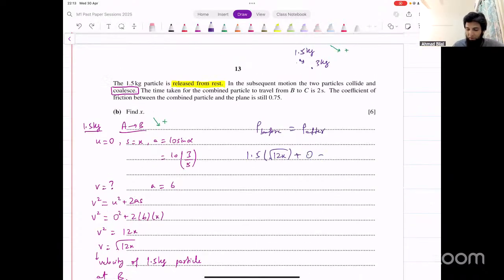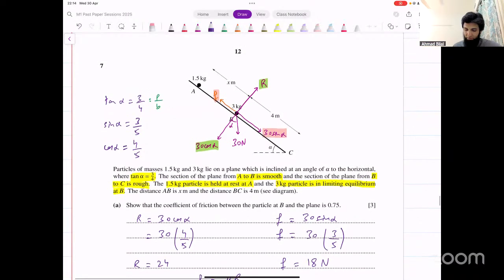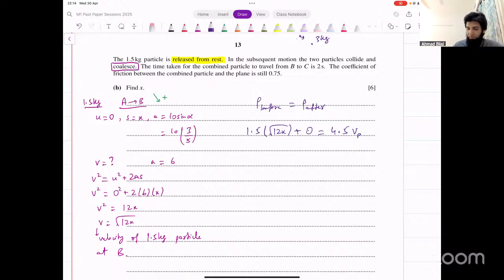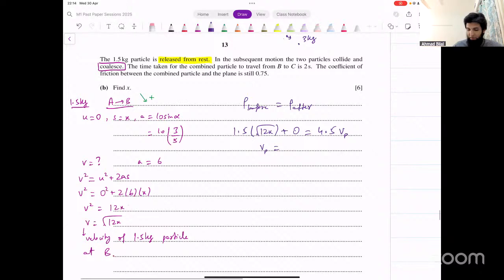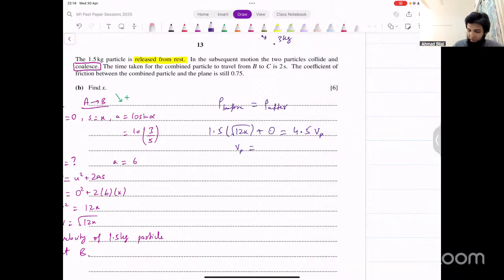That equals the combined particle, whose mass is going to be 4.5, times the velocity of that combined particle. Let's call that combined particle P, so Vp. What does that turn out to be? 1.5 into the square root of 12. Can I simplify that on my calculator? 1.5 into square root of 12 is 3 root 3. So we have 3 root 3 times x. No, x is inside the square root as well, divided by 4.5.